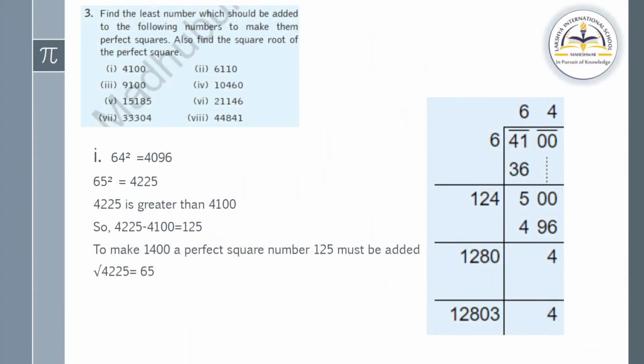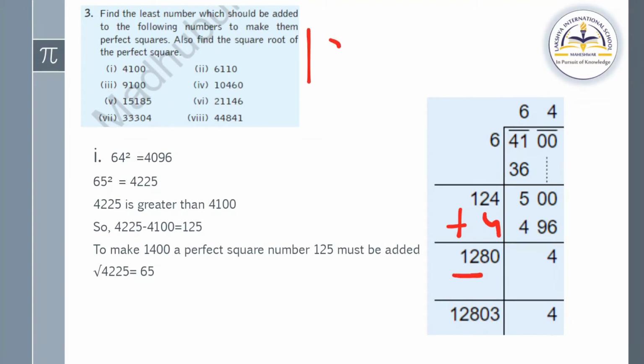Now question number 3, find the least number which should be added to the following numbers to make them perfect square. Also find the square root of the perfect square. First question is 4100. First we will make the pairs 00 and 41. Then we can see first we will use 36. So when we subtract 41 minus 36, we will get 5, and here 6 plus 6 we will get 12. And now we have to take one number which is near 500, that is 496. So again we have to add here plus 4, we will get 128.